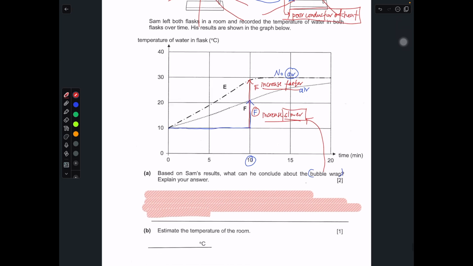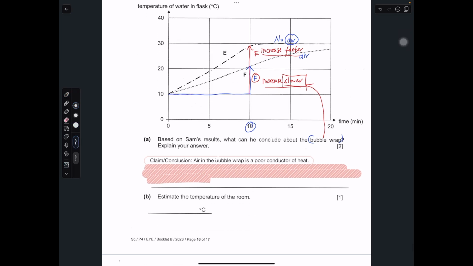So this is how I would answer this. The claim or the conclusion: what can we say about the bubble wrap? Basically, it's asking you this: the air is a poor conductor of heat. You cannot just say bubble wrap, because the key player over here is not the bubble wrap. It's the air inside the bubble wrap being a poor conductor of heat.